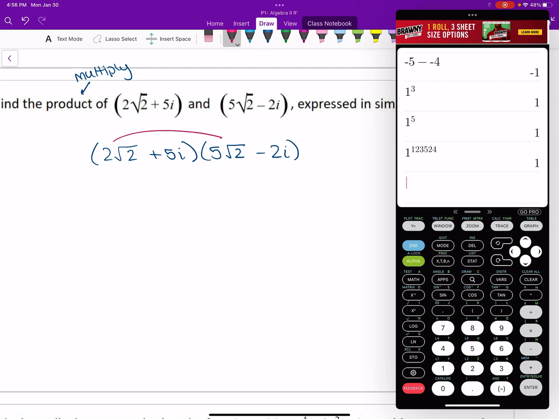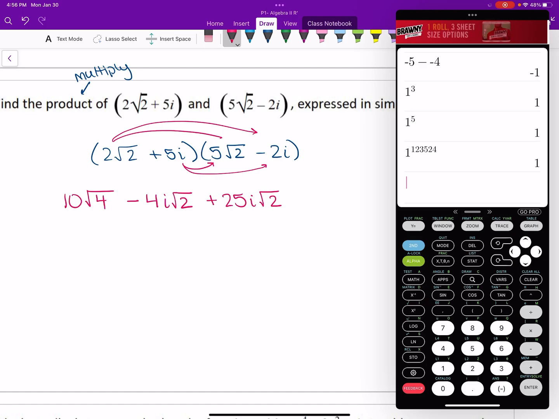2 radical 2 times 5 radical 2 is 10 radical 4. 2 radical 2 times negative 2i is negative 4i radical 2. 5i times 5 radical 2 is 25i radical 2. And 5i times negative 2i should be negative 10i squared.